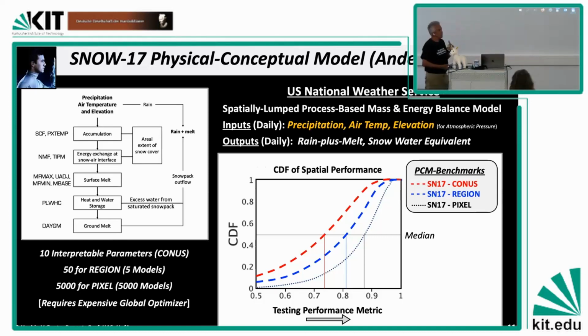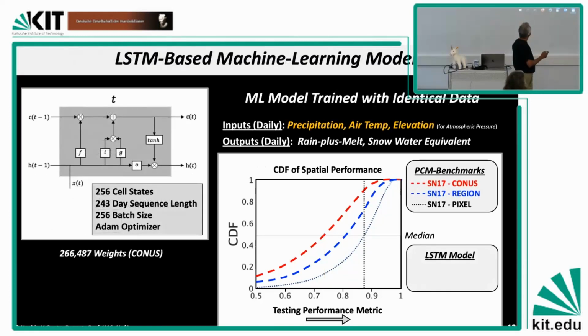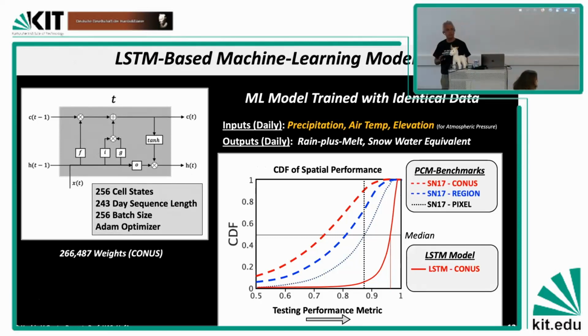All right, now we take the LSTM network and we train it on the same data, absolutely the same data. We use the same hyperparameters and architecture as Freddie Kratzert used in his streamflow modeling paper. And so there's the LSTM. And training one model for the entire continental US, right? One set of parameters for the entire continental US, that's the performance you get, okay? So you can see median performance is above 0.95 already.